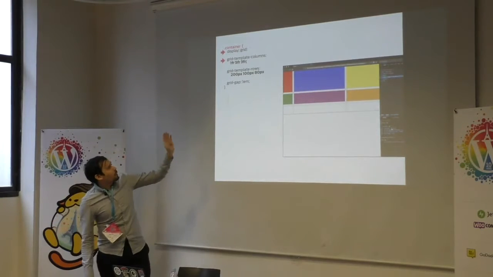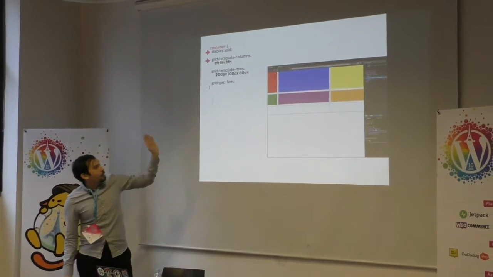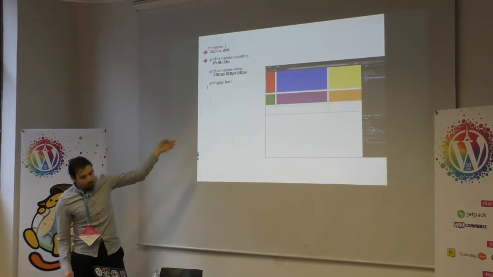And it says, so the first one is 1 9th, 5 9ths, and 3 9ths. And that's it. And it just splits it for me. Then we do the same with rows.